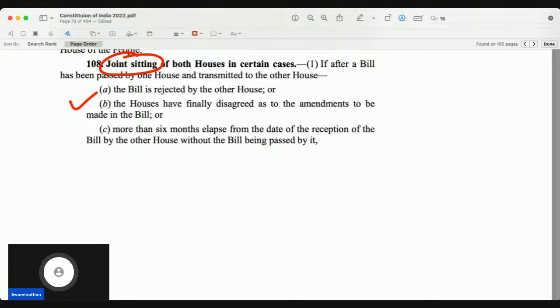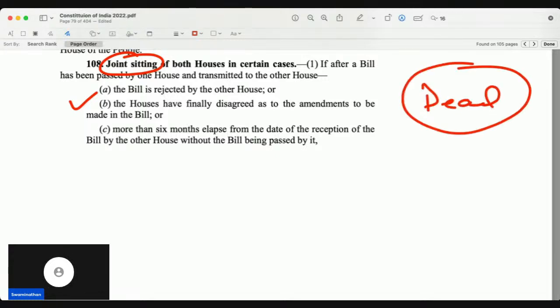Otherwise, if there is a deadlock between both the houses over the bills, what do you mean by deadlock? Suppose a bill has been passed by one house and it is rejected by the other house, that is a deadlock. If one house has passed the bill, the other house has amended the bill, but the first house is not agreeing to that amendment, that is also a deadlock, right? Or if the first house has passed the bill and it goes to the second house and that house is not taking any action for a period of 6 months, so now a joint sitting can be called.